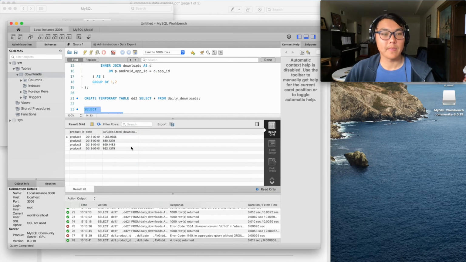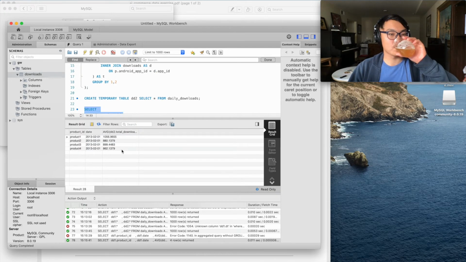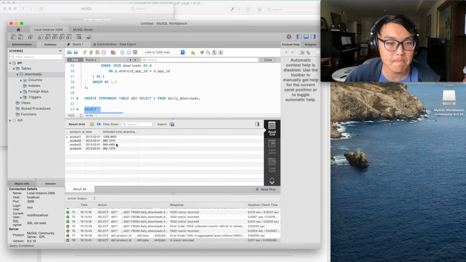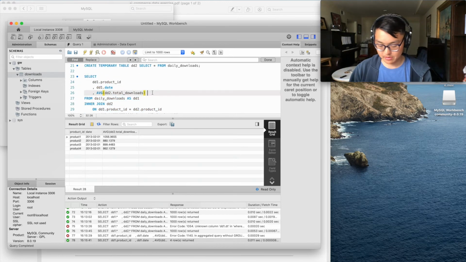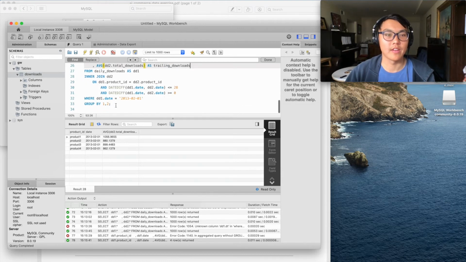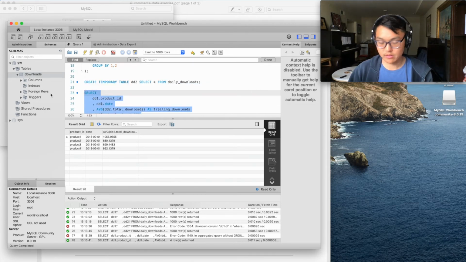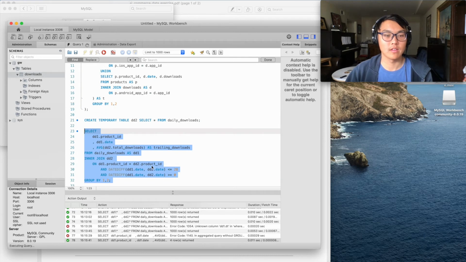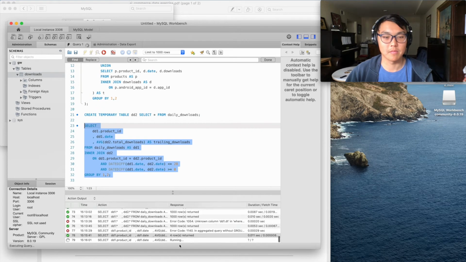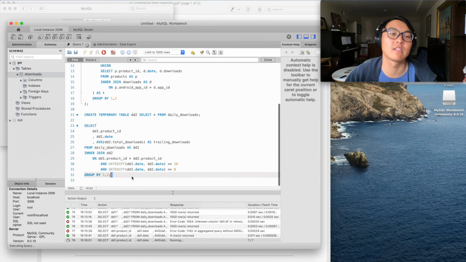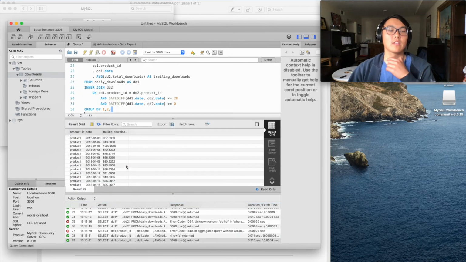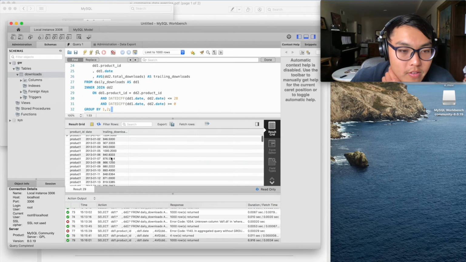Okay. Cool. We got our values. So I'm going to call this trailing downloads, and then remove this where. And so if I run this, oh, it takes some time. That makes sense. It's a lot of joining. Cool. So now we have our trailing downloads.